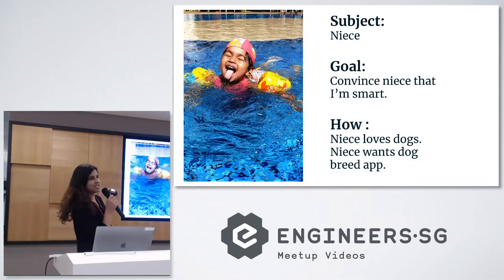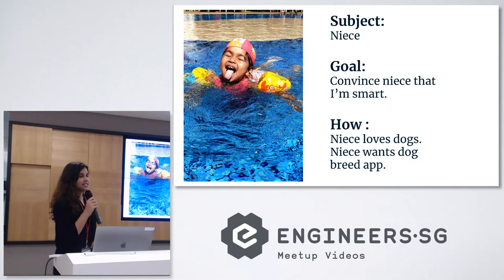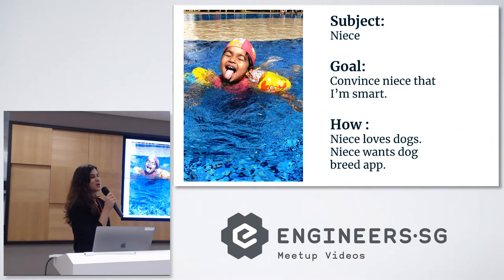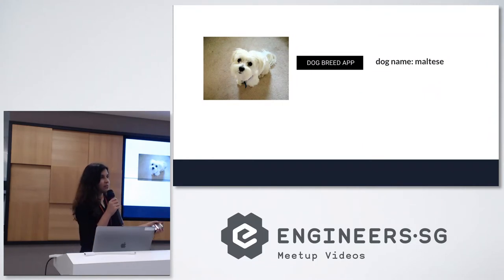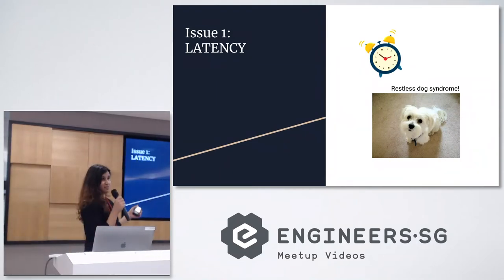So this super cute baby that you see here, she's my niece. She's three. She's super smart. And my goal was to convince her that I'm super smart too. And my niece loves dogs. So I thought, okay, why not use my dog breed classifier to make an app and impress her? So the way it worked in my head was that I would take my app, point it at a dog, and my app would immediately tell me what the dog was. Turns out these dogs, they have a restless dog syndrome. And it would never stand still enough for me to actually take a picture, send it to the server, and then wait for the answer to come back. So my issue was latency.